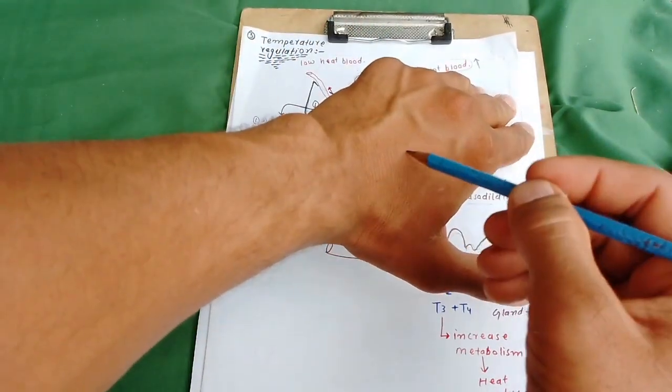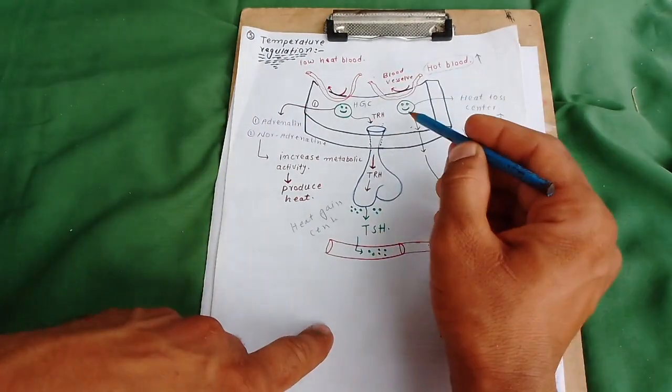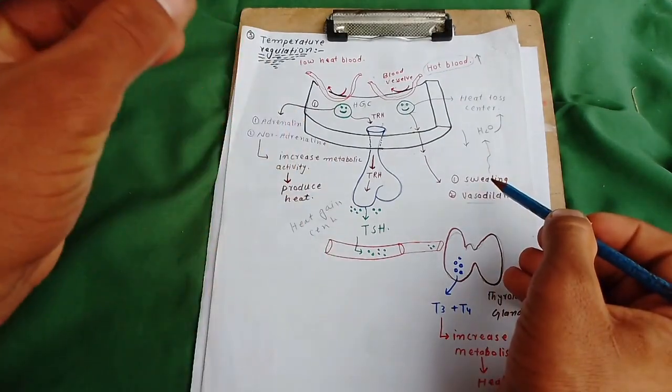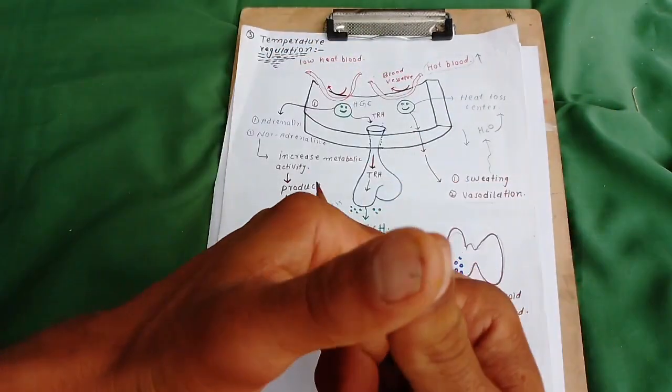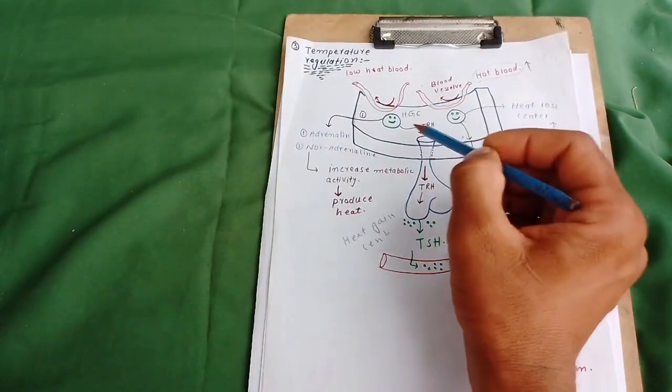When more blood comes here, the heat is released from the skin surface. When hot blood is passed, this center is stimulated, mainly causing sweating and vasodilation, but many other processes also take place in order to release heat from the body. Now, the heat gain center.